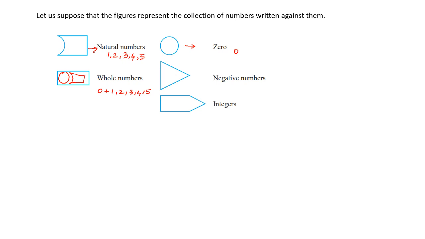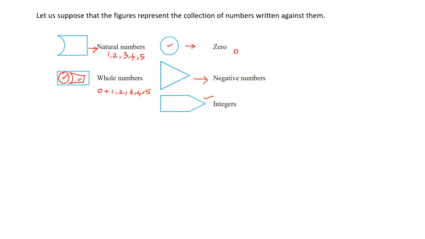Then we have negative numbers. This symbol we give for negative numbers. And now we have the box of integers. This is a box of integers. Now how do we represent it? Like I showed you in whole numbers, we have put 0 and natural numbers. In whole numbers you can see I put 0 and I put natural numbers. I have put that 0 in the whole number box and natural numbers also come in the whole number box. That is the box there.